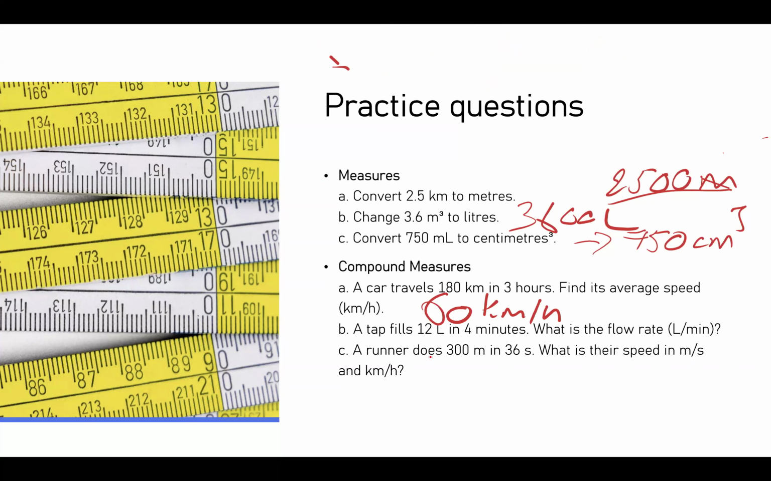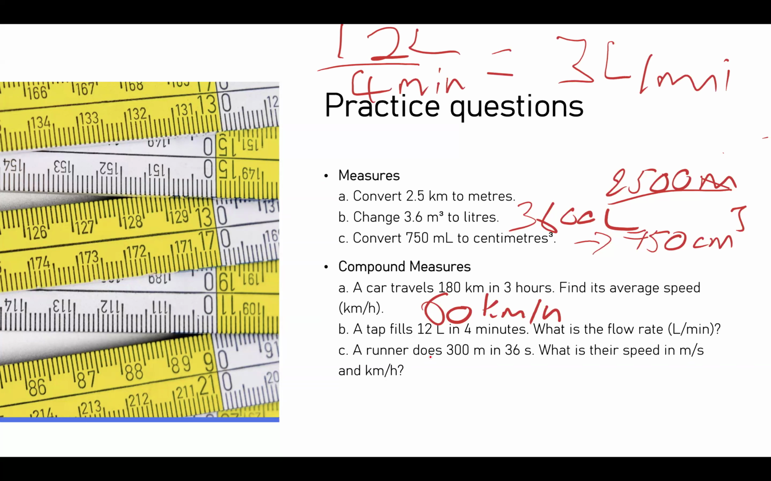Second one. So a tap fills 12 liters in 4 minutes. What is the flow rate? So all we would do to find the flow rate is divide 12 by 4, as it tells you liters over minutes, or 12 liters over 4 minutes. So the answer would be 3 L per minute.